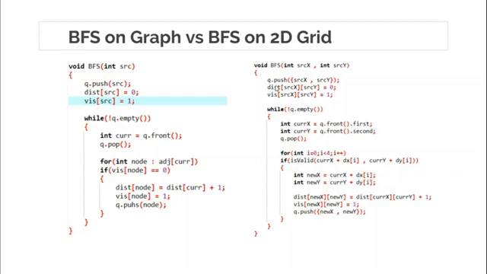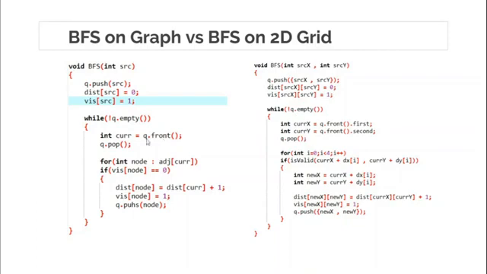Now see here, the queue would contain a pair instead of a single integer. This queue would now store pairs, and this is how you can make a pair in C++: just put them in curly braces. Now these three steps are similar to the three steps in BFS on graph. Now again the same thing will run while there exists at least one cell in the queue.